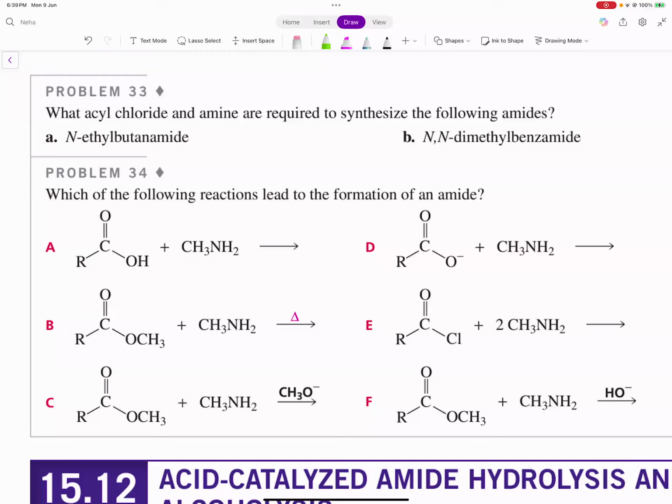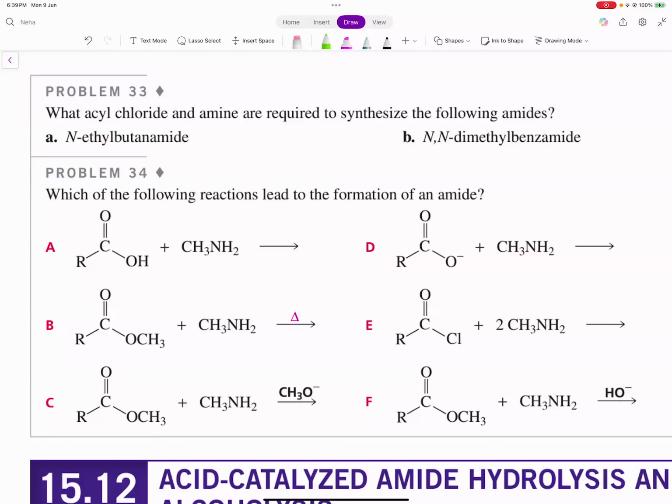In E, we will get an amide. In F, are we going to get an amide? No, I don't think so. In F, we are going to get hydrolysis, right? Because we cannot promote aminolysis in esters by a hydroxide ion. That was the message we got, right? Clear? Yes, sir, clear.